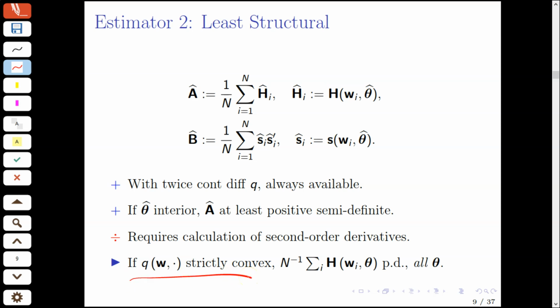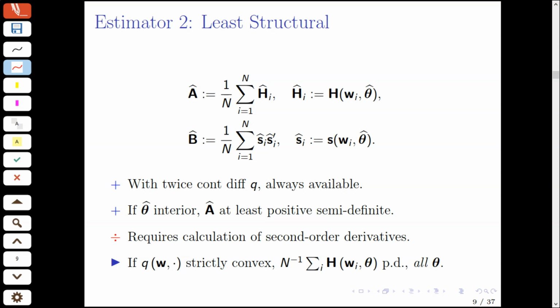A special case arises when Q is strictly convex in theta. In that case, the resulting Hessian contributions are positive definite matrices, no matter what theta we look at, and hence their average will also be positive definite. As a result, the A naught estimate will not only be positive semi-definite, but actually positive definite. But of course, this case where Q is strictly convex in all elements of theta is a very special case.